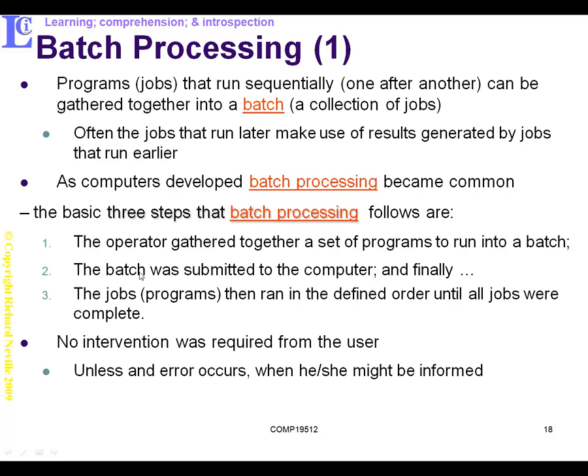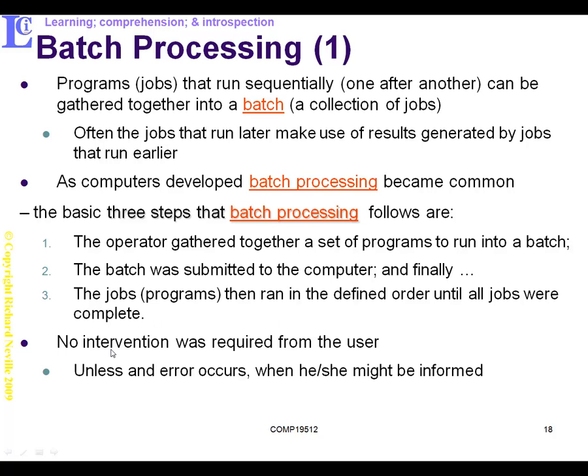This batch in step 2 is submitted to the computer, and then finally after that the jobs are run. The programs are the jobs themselves, and they're run in order sequentially. When the jobs are complete, there's an output which the operator again will collect or reuse for the next batch as data into the next batch program.